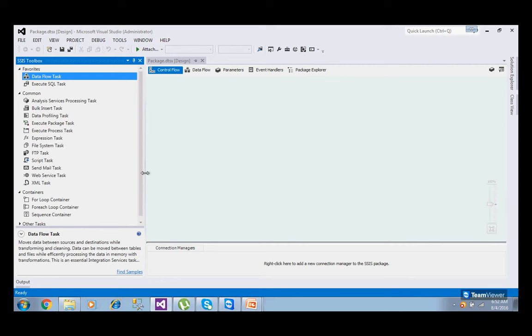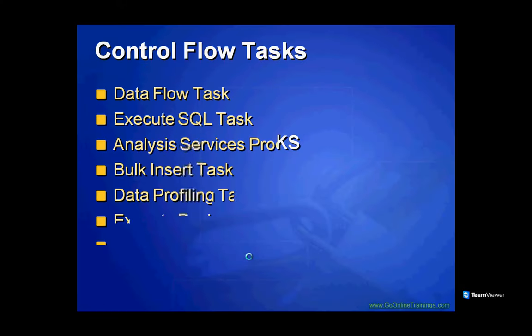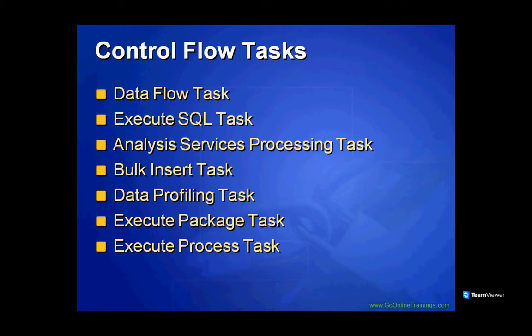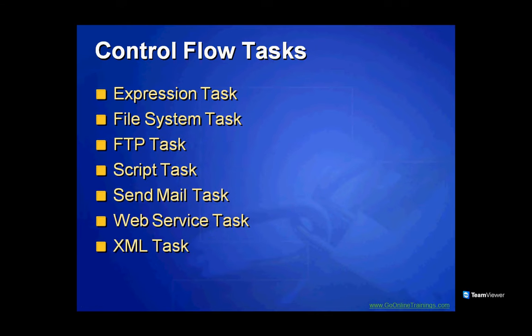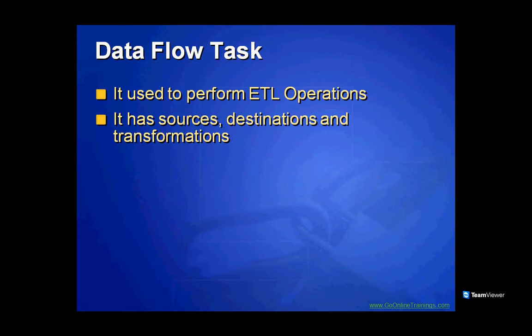Let us understand the purpose of the data flow task. As we know, we have discussed various tasks, and these are the tasks we have to work with. The first task is the data flow task. It is used to perform ETL operations. It has sources, destinations, and transformations. With the data flow task you can take the data from different source systems. A source can be a database or files. And you can move the data to different destinations.